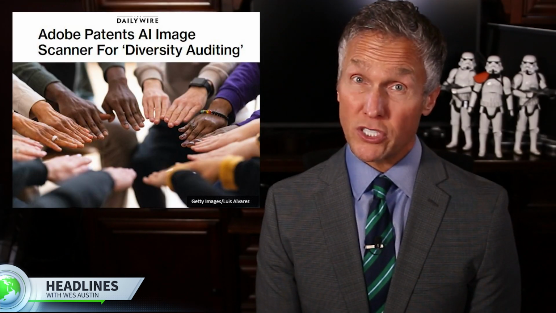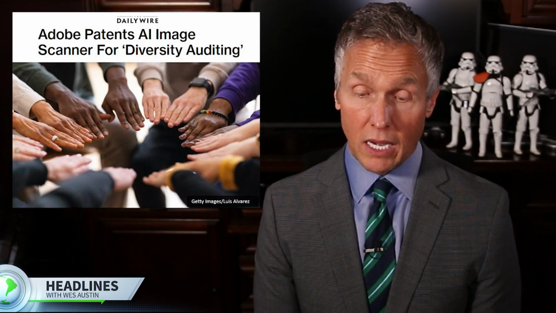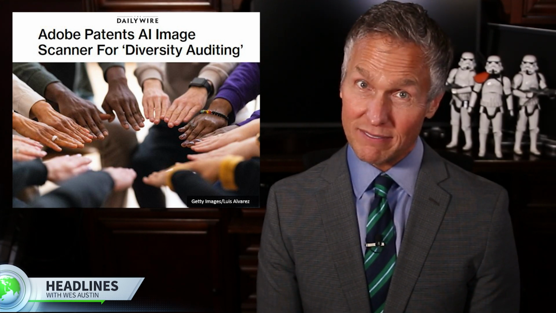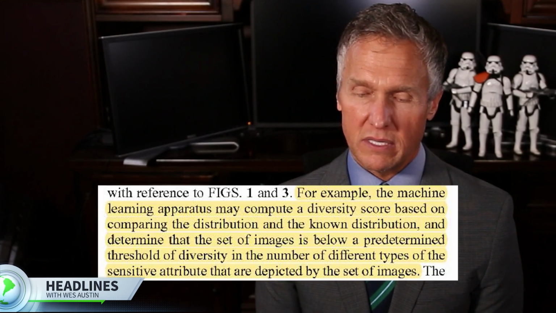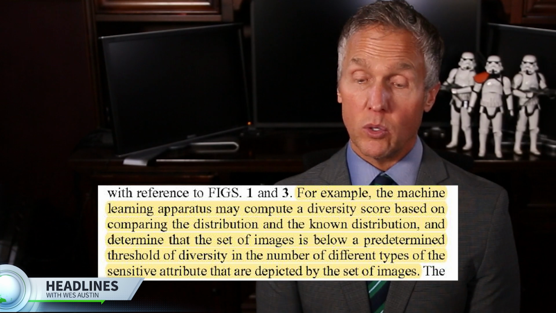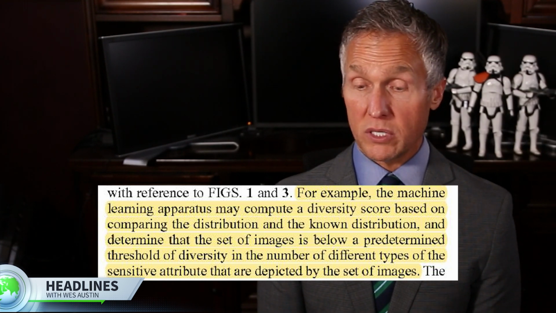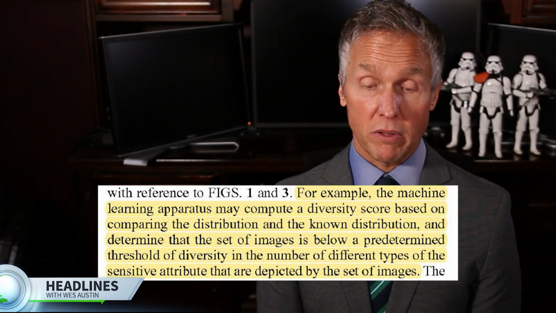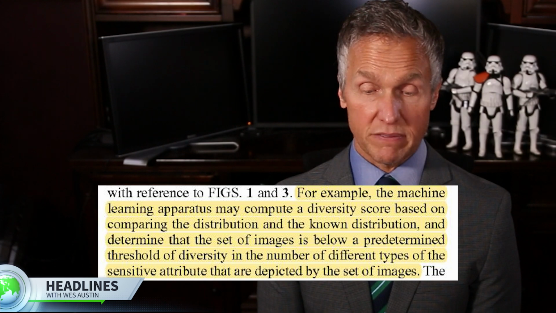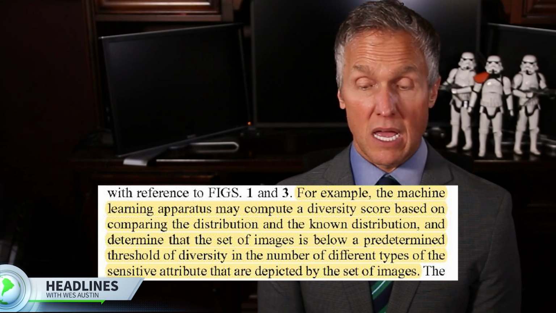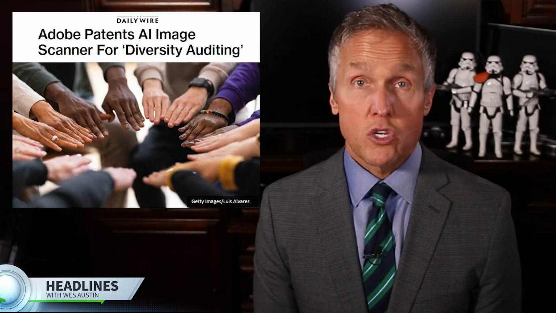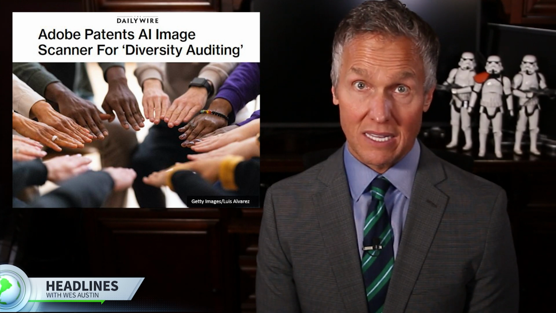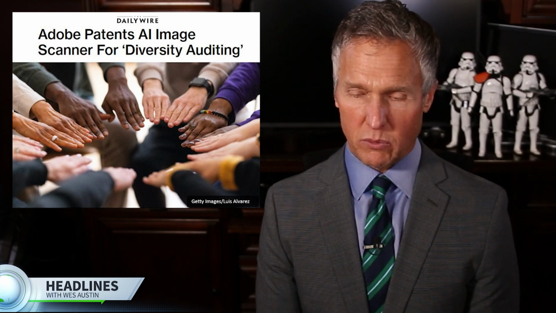Now a little bit more on this diversity throttle, as I'm calling it. They don't call it that, but just from what I've read, it kind of sounds like that is maybe what it is. In paragraph 40, it says, for example, the machine learning apparatus may compute a diversity score based on comparing the distribution and the known distribution, and determine that a set of images is below a predetermined threshold of diversity in the number of different types of the sensitive attributes that are depicted by the set of images. So basically somebody says, hey, this set of images that I'm looking at, they're not diverse enough. That's kind of what it's saying.